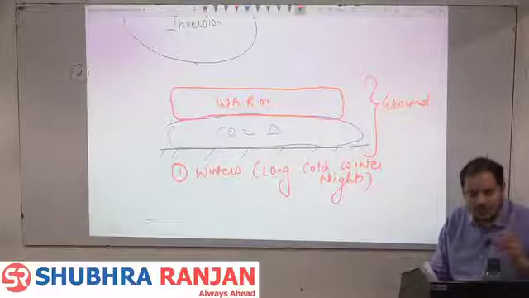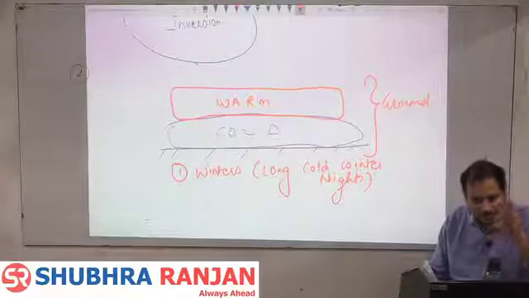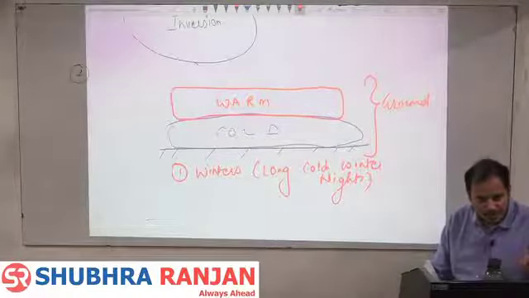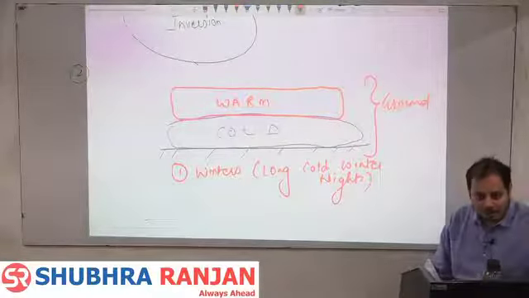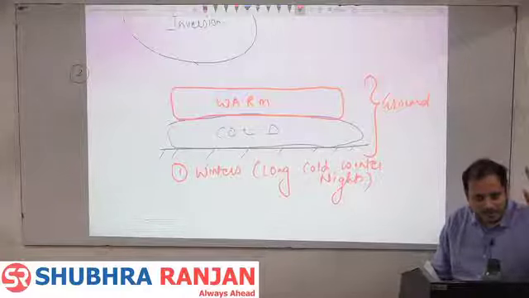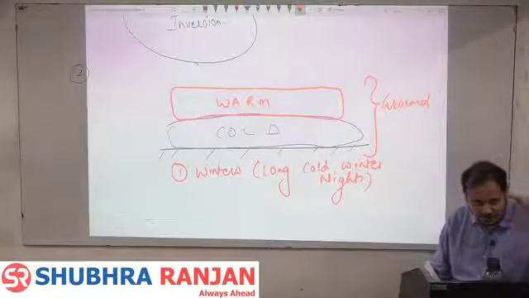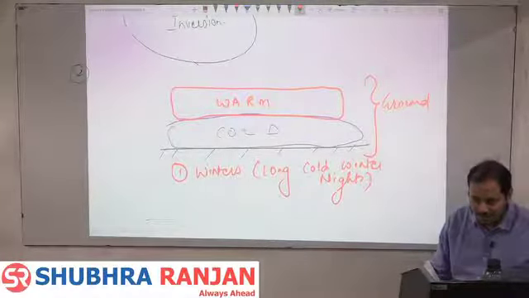Jitna days are shorter, utna the day will receive less heat by the process of insolation. So incoming कम हो जाता है, outgoing increases, that is outgoing heat increases, incoming reduces, and therefore over the period of time temperature keeps on dropping.